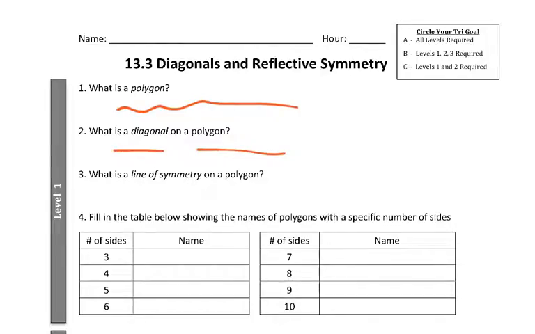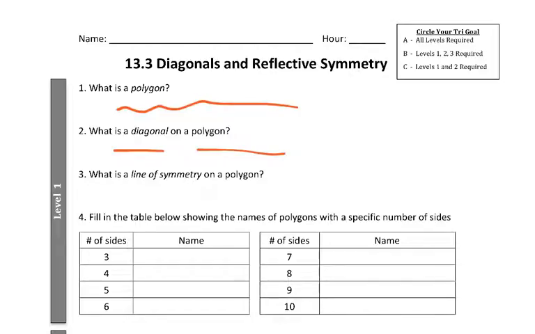Okay, what is a line of symmetry on a polygon? Well, here's kind of something that I said. When a shape is reflected over a line of symmetry and the shape is reflected onto itself. Wait, I wrote that. I'm looking at my answer key and I hate the way that I said that. So I'm going to change that. Okay, so here's what a line of symmetry is.